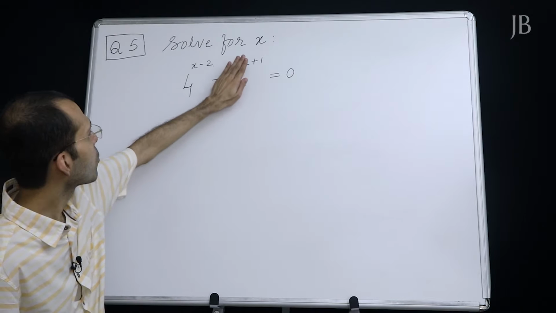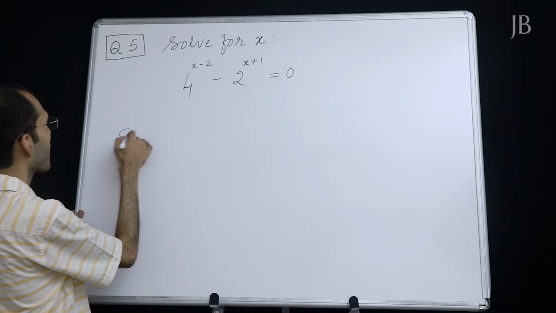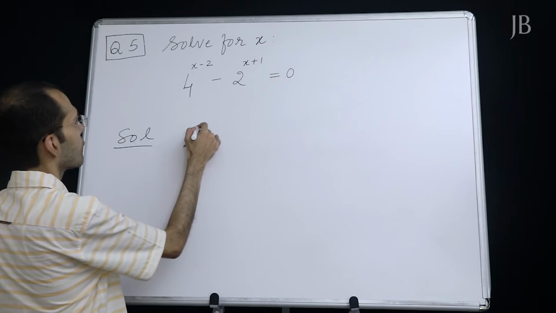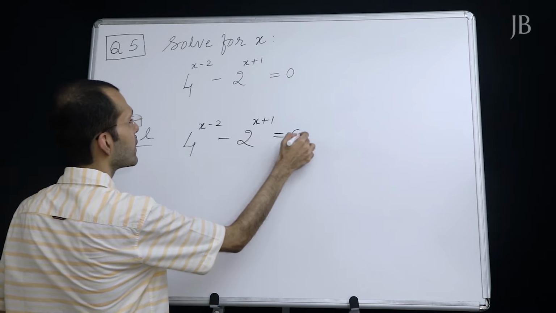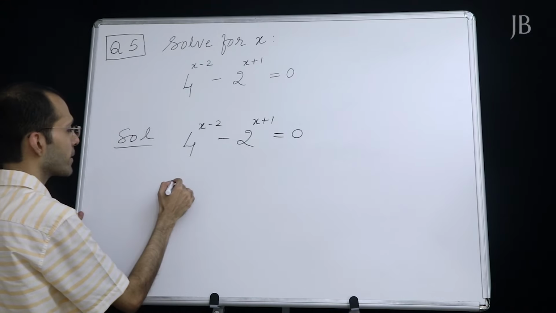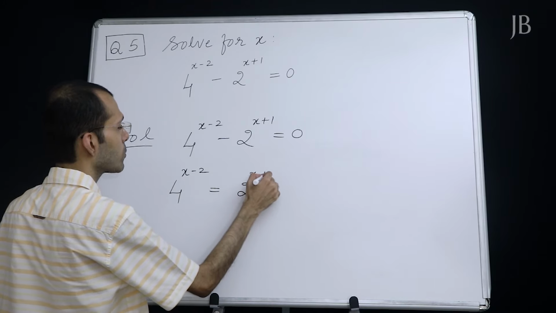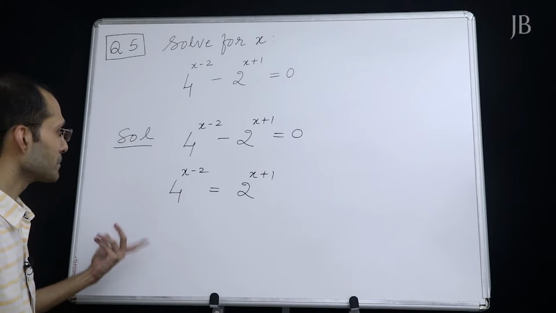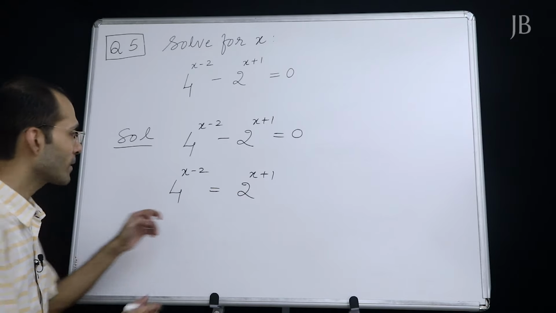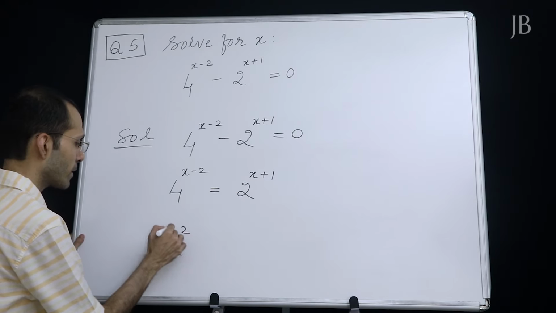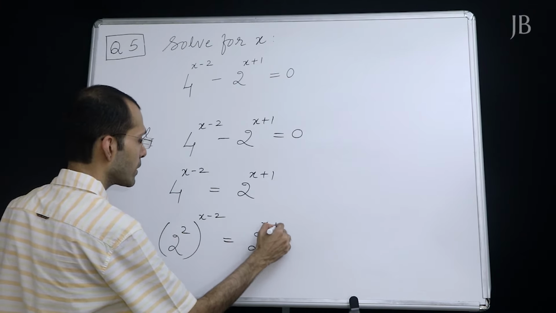So what we can do, this whole term, we can shift it to that side. Now see, this is given 4 raised to x minus 2 minus 2 raised to x plus 1 is 0. This term we can shift there. So 4 raised to x minus 2 equals 2 raised to x plus 1. Now 4 can be written as 2 square, because here the base is 2. So 4 can be written as 2 square, the whole raised to x minus 2, equals 2 raised to x plus 1.